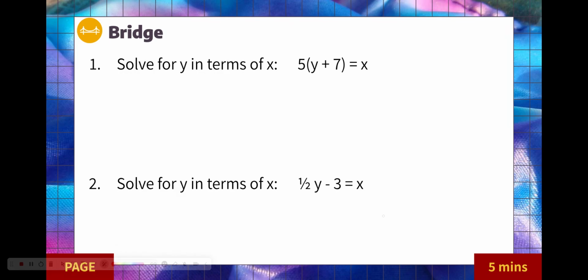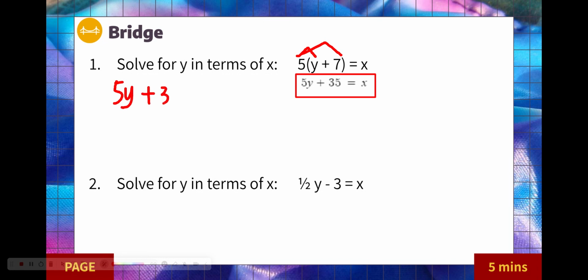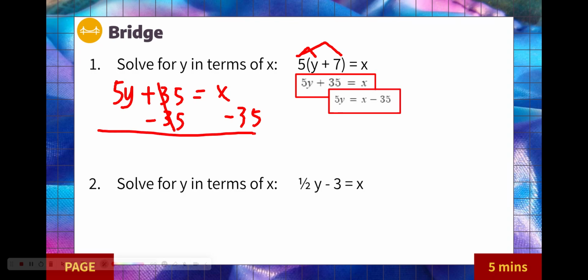So the first thing that you need to do is to distribute. If you do that, 5 times y is 5y, while 5 times 7 is 35, and then equals x. Simplify it further. Again, I'll copy here: 5y plus 35 equals x. If you subtract 35 from both sides of the equation, you can cancel this out, and 5y is equal to x minus 35. Am I right?